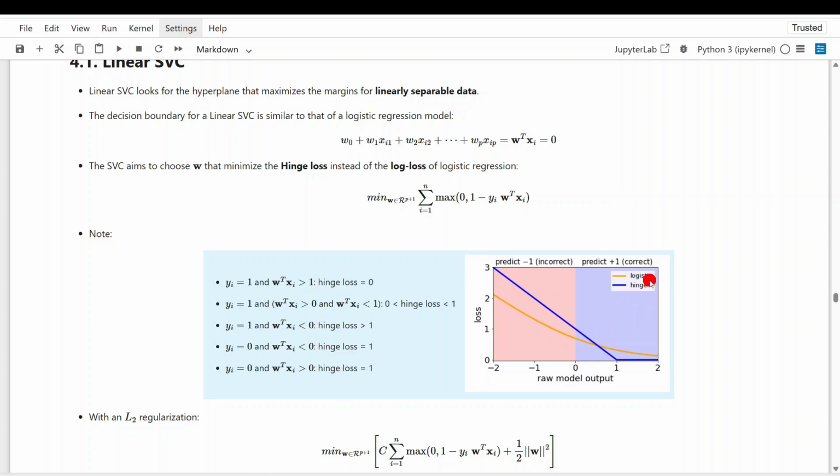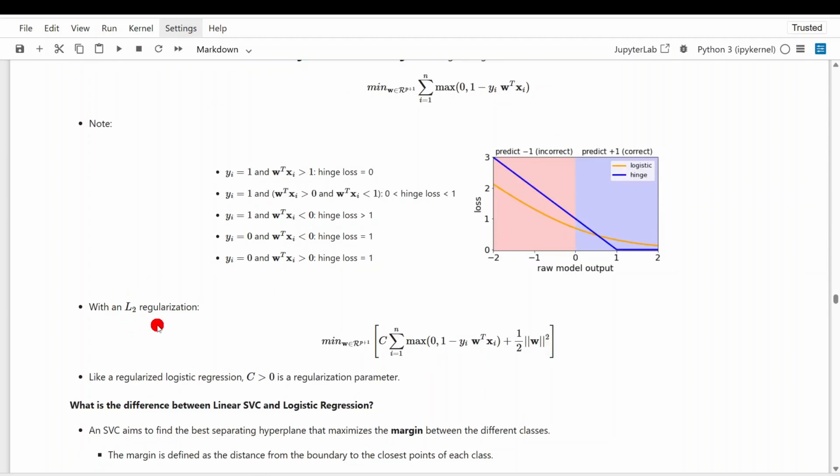But for the logistic loss, every raw model output will have some value. But here, for all the values of the raw model output which are greater than 1, the hinge loss takes the value 0. But the logistic loss or the log loss will have some value. Therefore, this is the characteristic of the hinge loss that the support vector classifier aims to minimize in order to obtain the parameter estimates of the decision boundary.